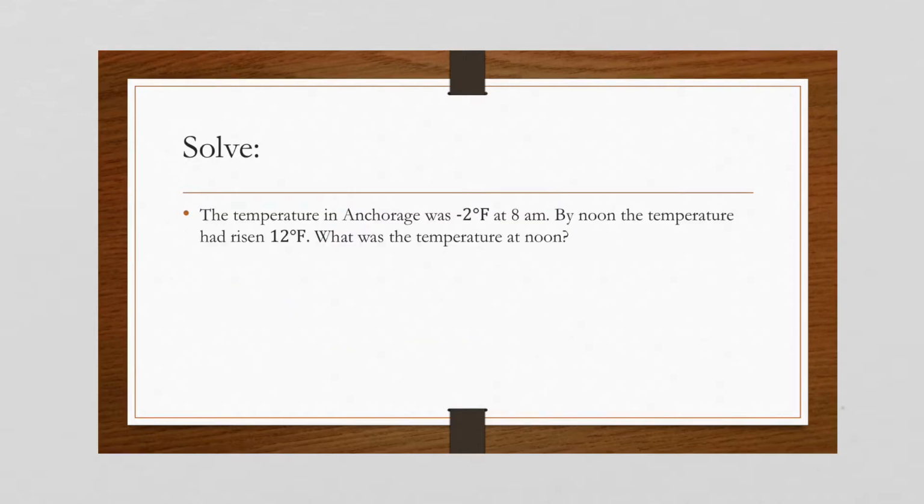All right, the temperature in Anchorage was negative 2 degrees Fahrenheit at 8 a.m. By noon, the temperature had risen 12 degrees Fahrenheit. What was the temperature at noon? So if it had risen, that means it went up, so we're going to add negative 2 plus 12, and I get a positive 10 degrees Fahrenheit.